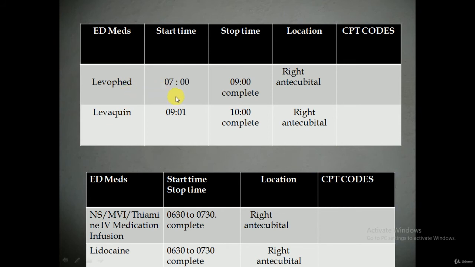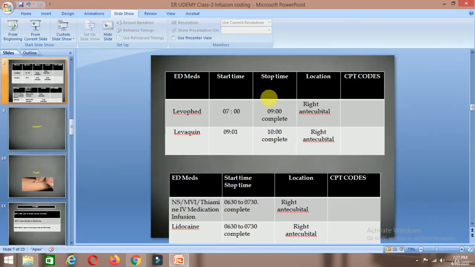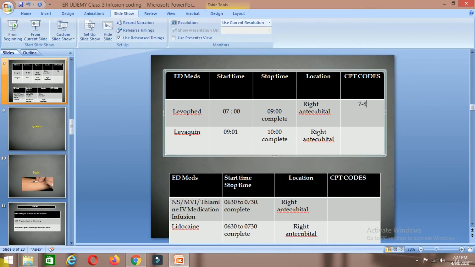Levophed is given from 7 to 9. Levaquin is given from 9:1 to 10. So here we have to see the location and the status. Complete, and the location is right antecubital and right antecubital. So this is the initial service given to the patient from 7 to 9. So 7 to 9 means what? From 7 to 8 we have to code what? 96365, as I told, right? So again from 8 to 9 we have to code 96366. That's it. This is simple coding of infusion. So the drug is running for 2 hours. For the initial hour we have to code 65 and for the additional hour we have to code 66.